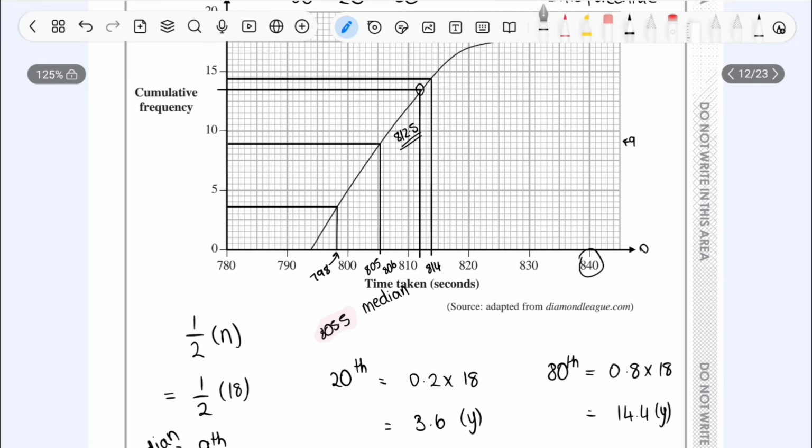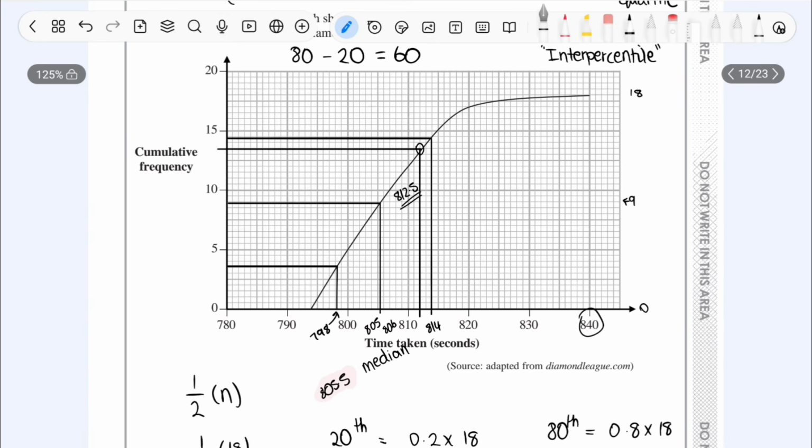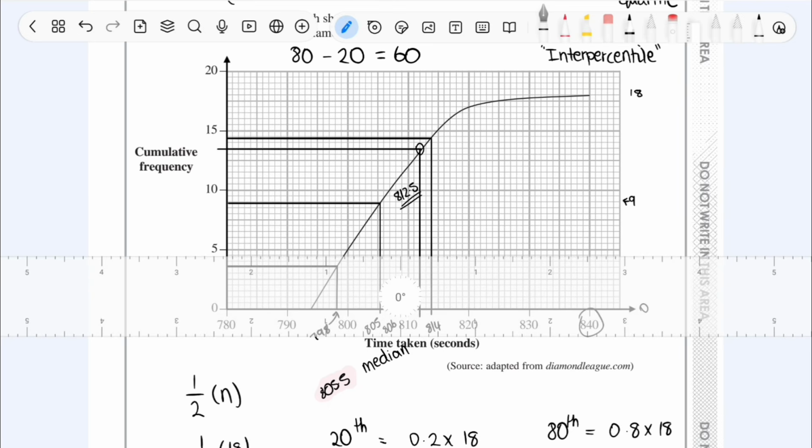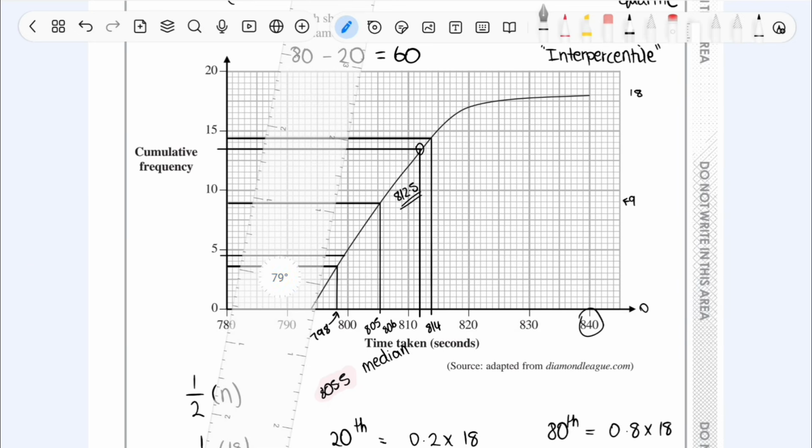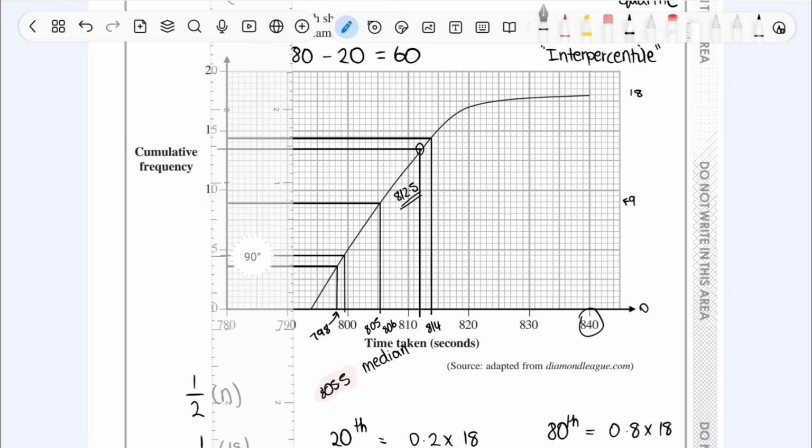So let's find the lower quartile. The lower quartile is going to be 25% of the way through. So 25% of 18 is 4.5. So we're going to find 4.5, and let's do that quickly here. Again, it's around halfway through that little square, so it's going to be a point something. So looking at that just by eye, it's 799.5.